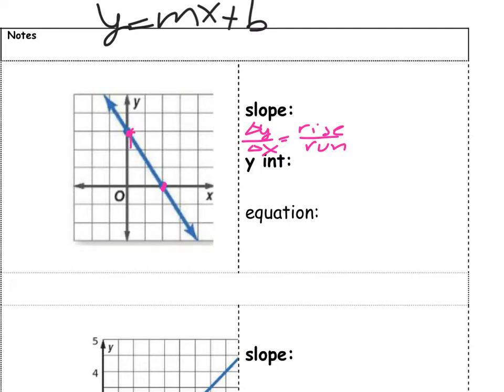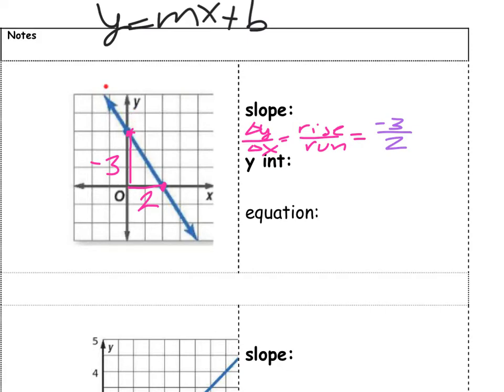So we're going down 1, 2, 3. Descend there. So we're going down 3, and then we're going over, or still doing that run, 1, 2. So we're going down 3, but we're still going over positive 2. So even though we're going over a positive 2, our slope is still going to be negative 3 over positive 2. Okay, so think about that.